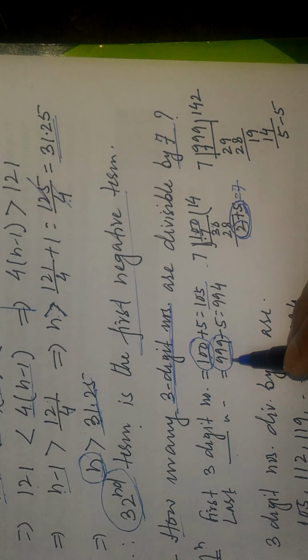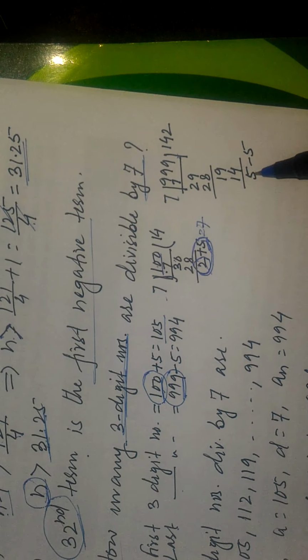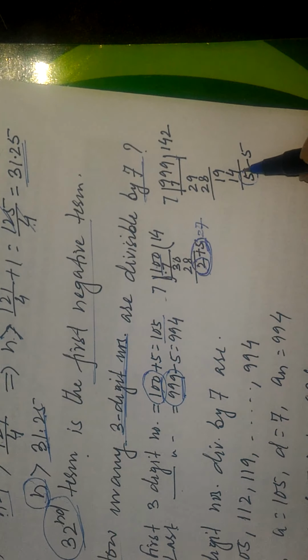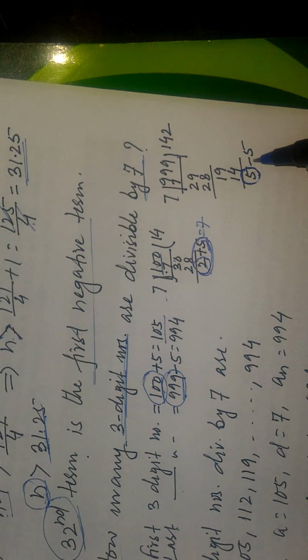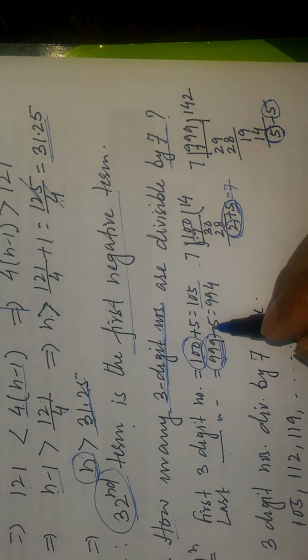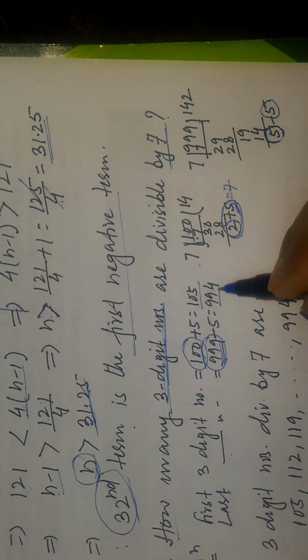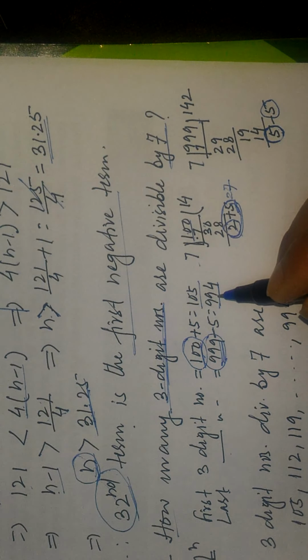Now the last three digit number 999, again divide by 7. After dividing, you find that your remainder is 5. It means whatever the remainder you have, if that is not there, then the number is divisible. So whatever the remainder is, that you have to subtract. So from the number you subtract 5, you are getting 994. Now if you divide 994, you will find that it is divisible by 7. This is how we find the first number and the last number.